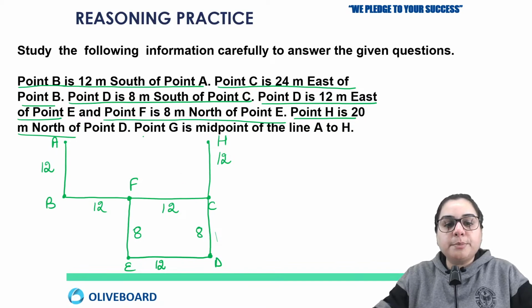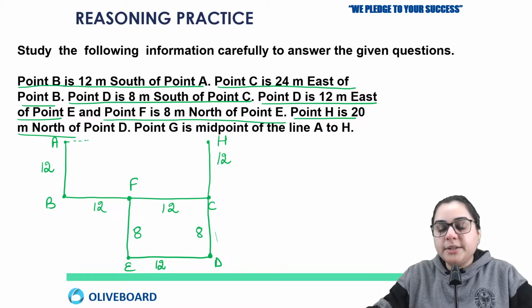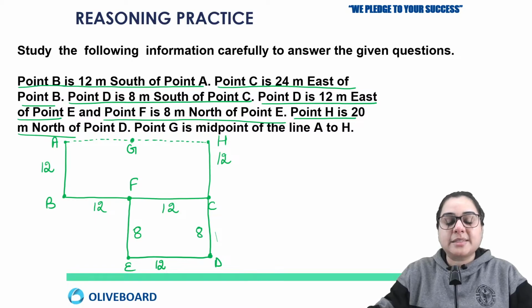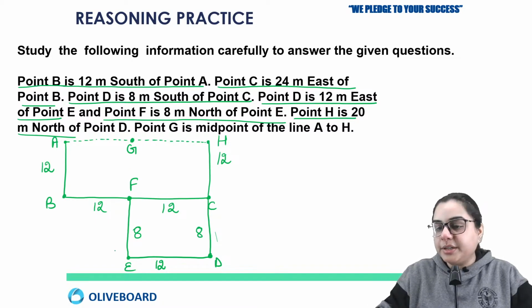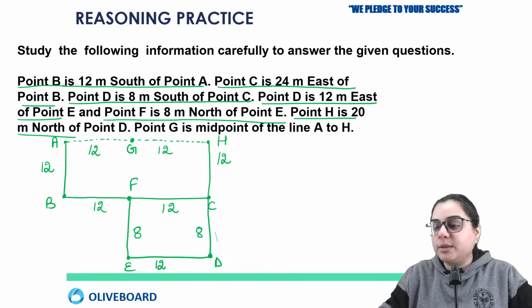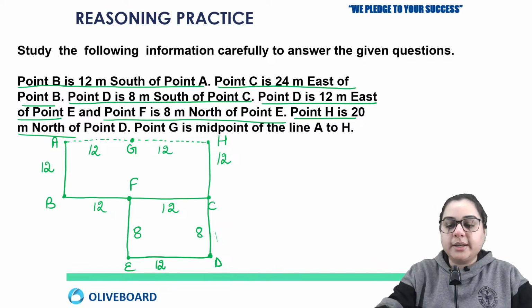Next we have that point G is midpoint of the line AH. So point G is in the middle of point A and H. So here will come point G, which is just in the straight line with F and D. Because if it is in the mid, then distance between AG and GH will be same, that is 12 and 12. So this is the whole diagram for this question.